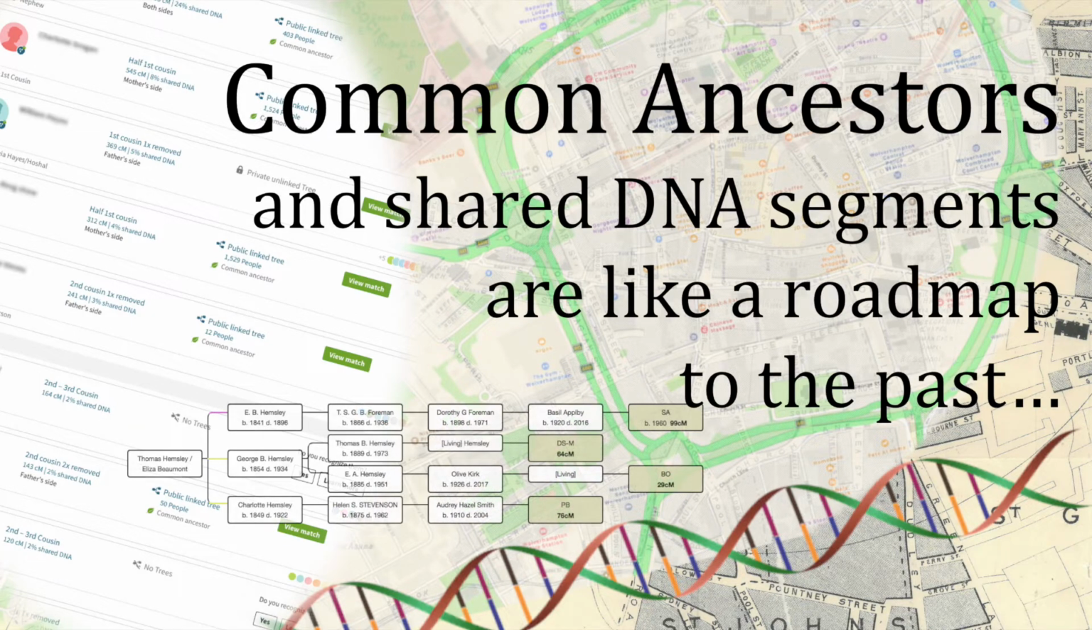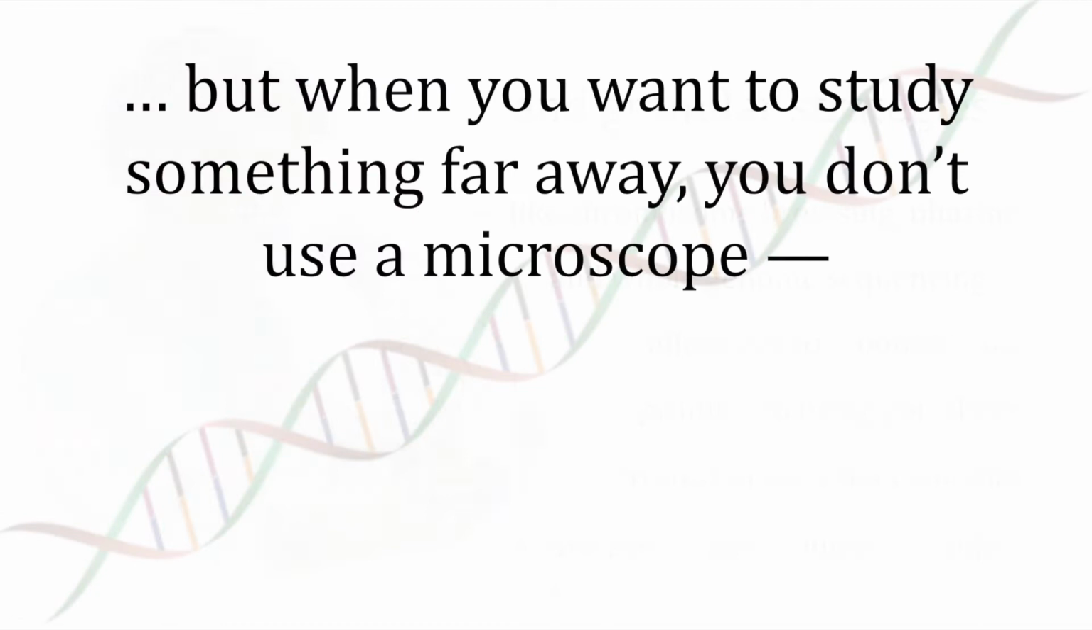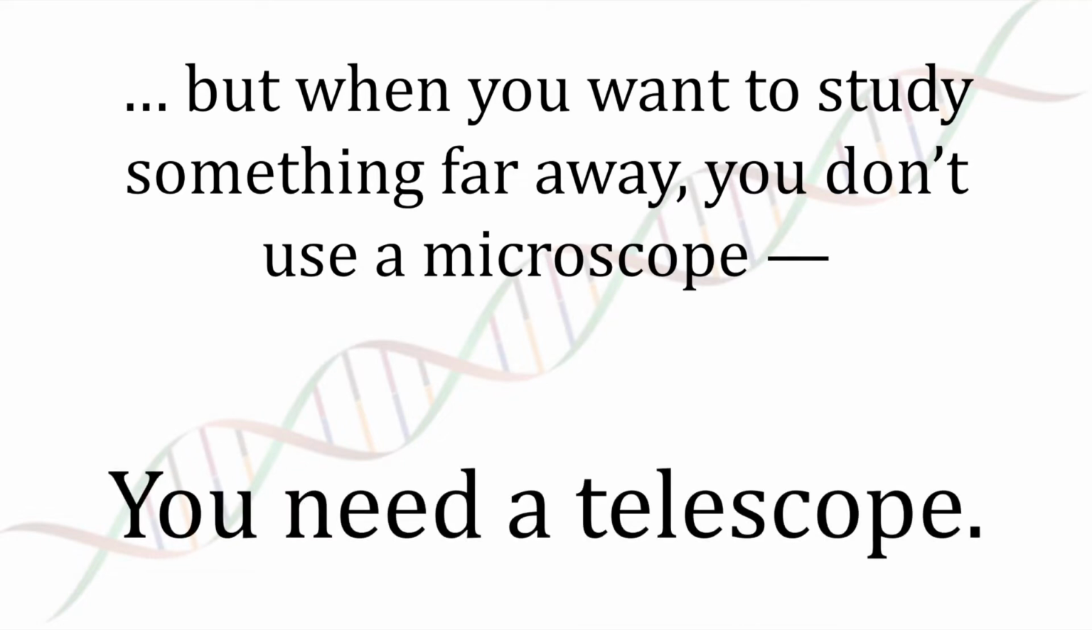Where circumstances permit, probabilistic models can effectively eliminate unlikely relationships and guide our investigations towards the most plausible outcomes. And when those methods fail, granular strategies, like chromosome browsing, phasing, mitochondrial and Y-DNA testing, and even whole genome sequencing, allow you to zoom in and promise to bring you closer to your origins than you may have previously thought possible. But when you want to study something far away, like a distant ancestor, you don't want a microscope to zoom in. You need a telescope.